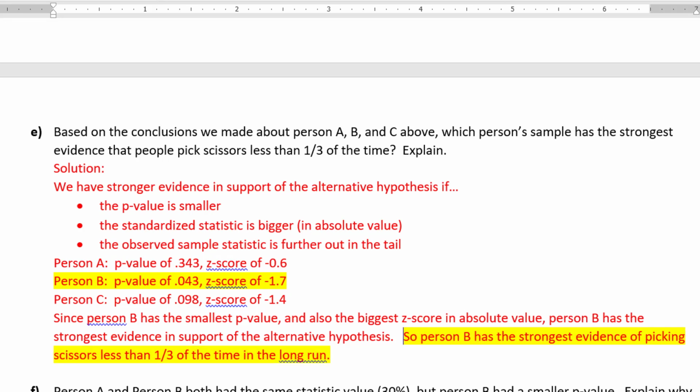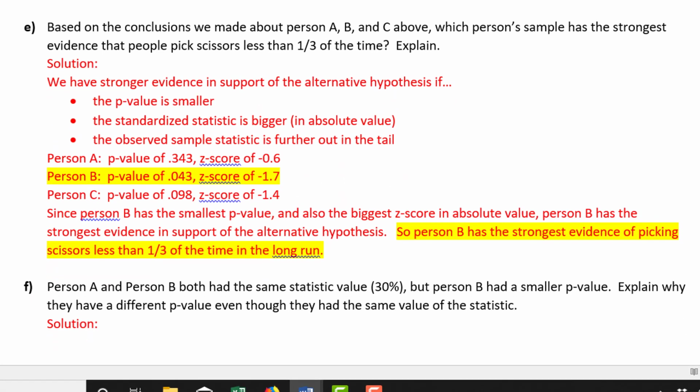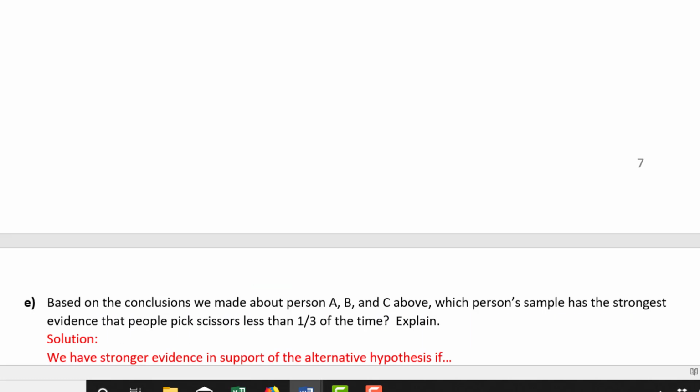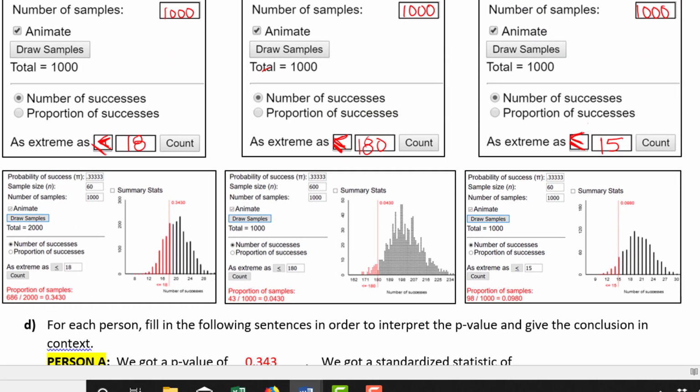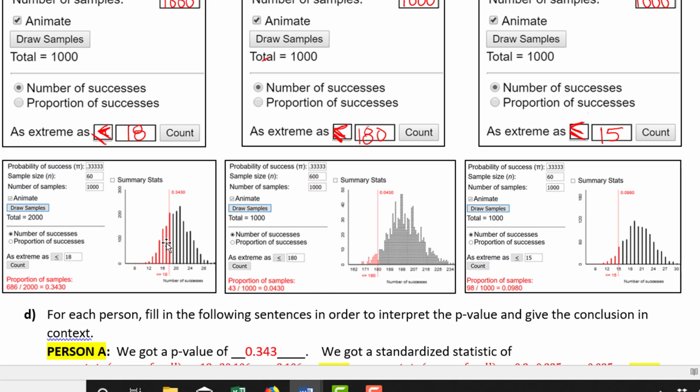Part F says person A and person B had the same statistical value. They both had a p-hat equal to 0.3, but person B had a smaller p-value. It has to explain why they have a different p-value even though they have the same value of the observed statistic, p-hat equals 0.3. The reason that person A and person B have the same p-hat but a different p-value lies in the fact that their null distribution would have a very different standard deviation.